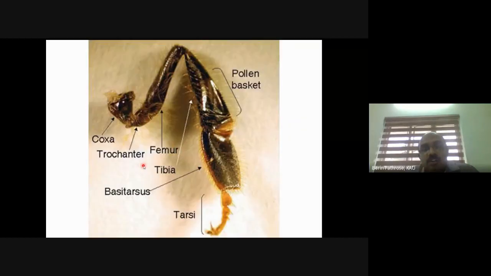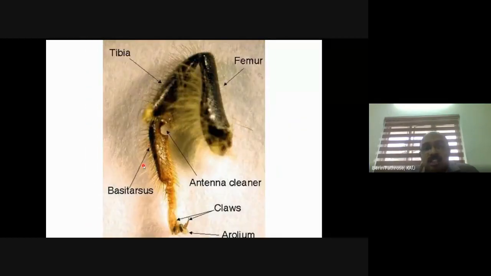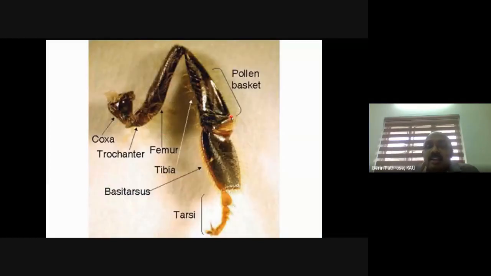So I will show the picture again, how it looks. See the foreleg, the antenna cleaning leg. You can see the semicircular notch. See the tibial spur. The antenna will be kept over here and closed with the tibial spur, then pulled out and cleaned. And here is the hind leg. Here you can see this concave surface, a small depression in the hind tibia. This is the pollen basket, also called corbicula.